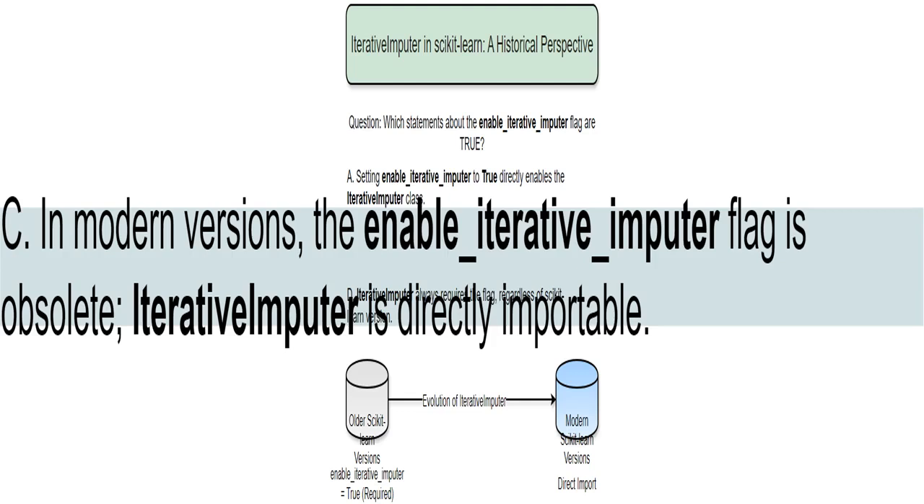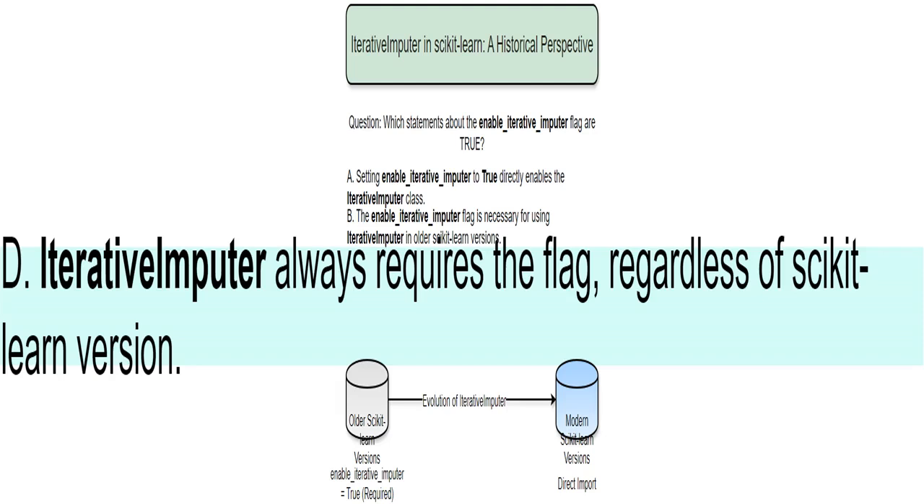In older versions of scikit-learn, the iterative imputer was experimental. I had to explicitly turn it on using enable_iterative_imputer equals True. It was essential, like getting a key to unlock a special feature. In contrast, today's scikit-learn has integrated the iterative imputer seamlessly. No special configuration, no flags, just a straightforward import and use. It's as easy as using any other standard component.